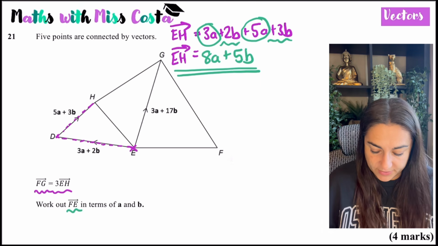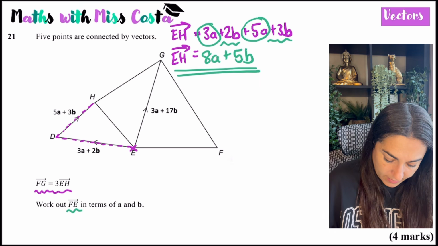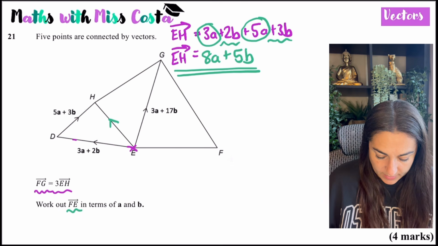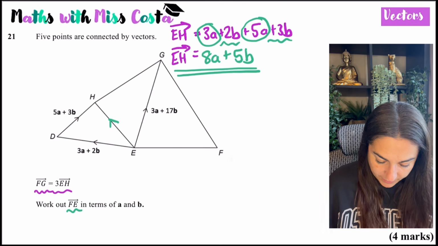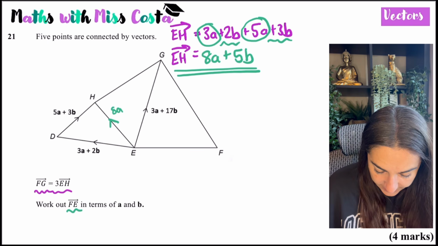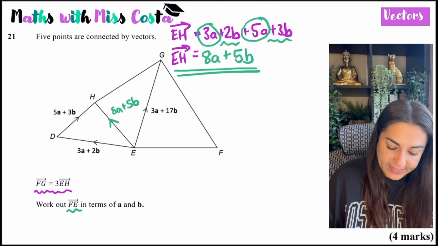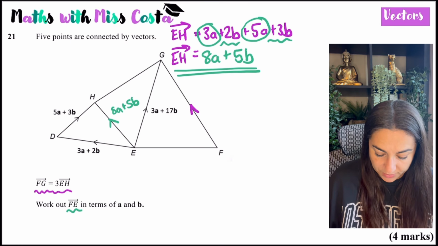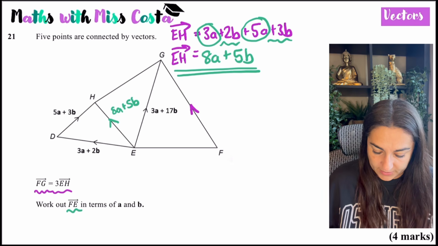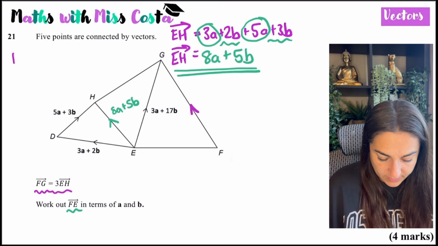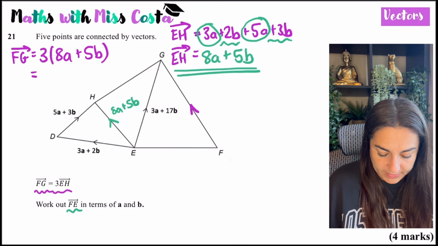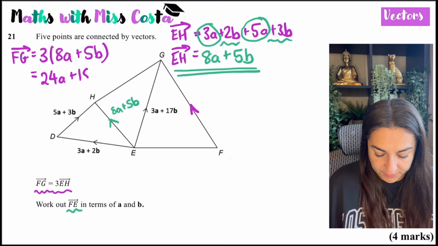So the vector EH is 8a plus 5b. So I could write that on here as something that I've worked out, and I know that this is 8a plus 5b. Now the reason this is important is because I know that FG, so going in this direction here, is 3 lots of AH. So FG is going to be 3 lots of 8a plus 5b. So that gives me 24a plus 15b.